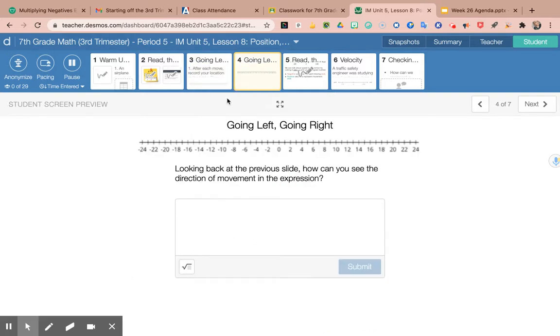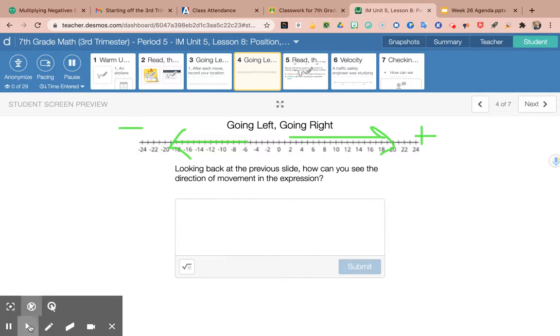All right, on to the next one. Feel free to go back and pause if you need to. Looking back at the previous slide, how can you see the direction of movement in your expression? So how do you know if your person's going right or left? What did we use to represent right and left? Well, right was a positive number, left was a negative number.